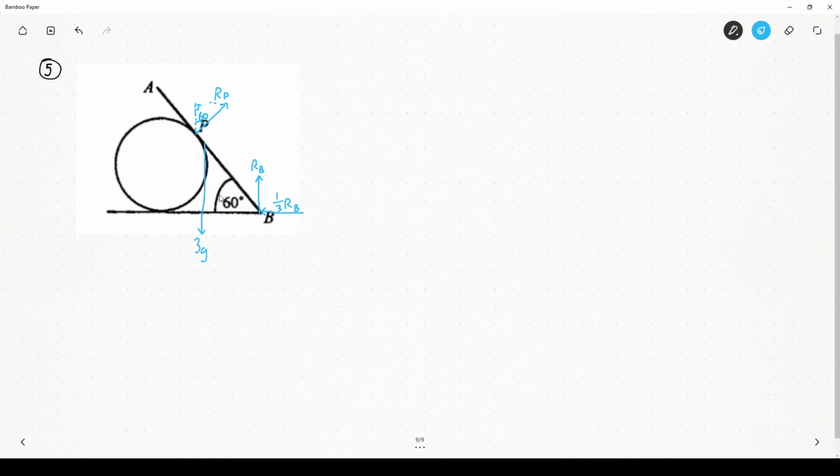Okay, question 5. So this is my force diagram. Importantly, this force here acts perpendicular to the plank, and it's also at 60 degrees to the vertical. The reason why is because if you extend this vertical line down, you should be happy that you've got a triangle here that's 60, 90, 30. So this angle here is 30.